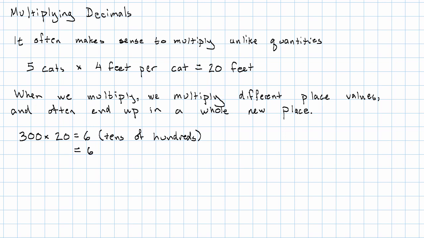We end up with 6,000. The number of zeros in the product is the total number of zeros that we started with. We started with 1, 2, 3 zeros, and we ended up with 3 zeros.